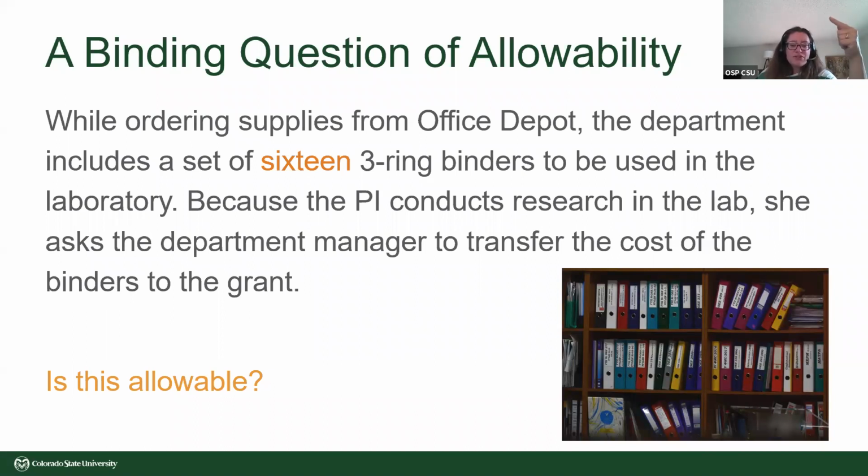What are the binders going to be used for? Are they going to be used for this project? Okay, and only for the project. If only for this project and it makes sense to put them all on this award because they're going to use all of them, then you can put 100% on the award.